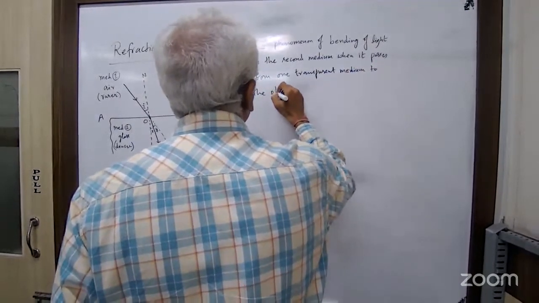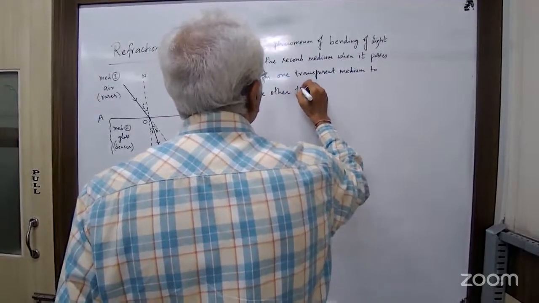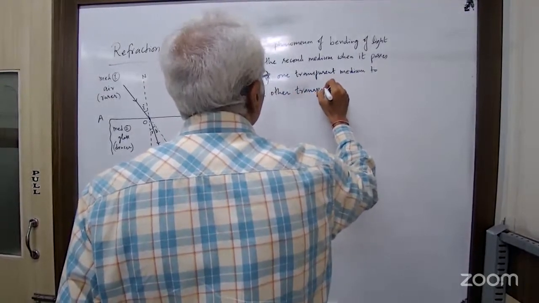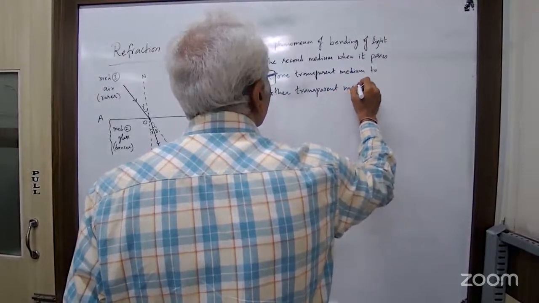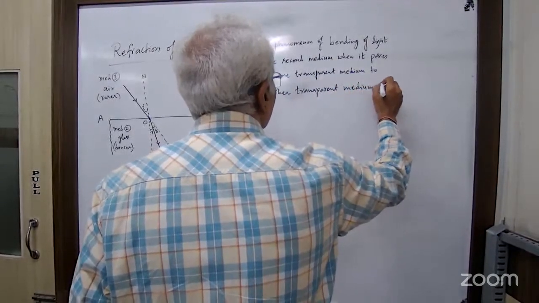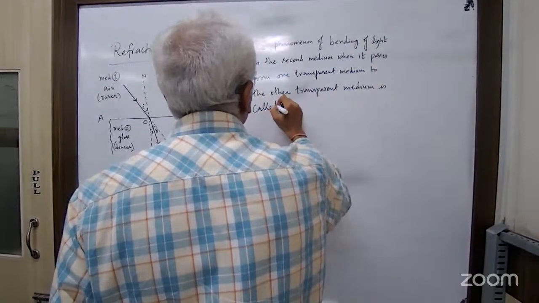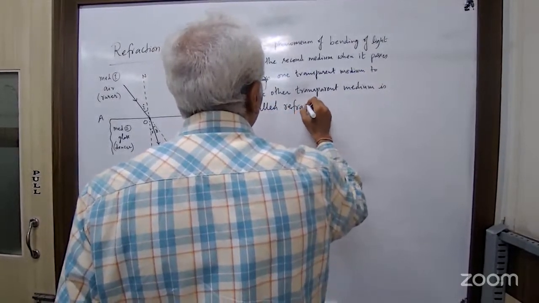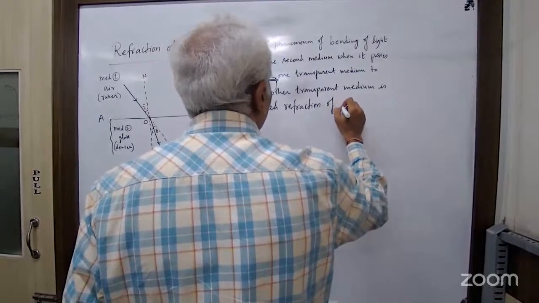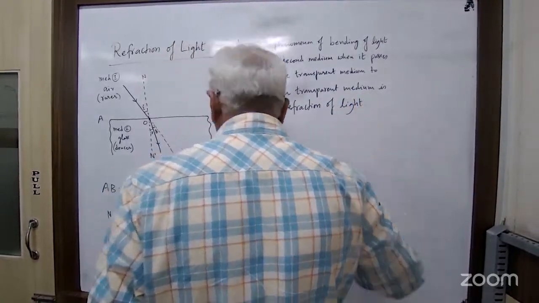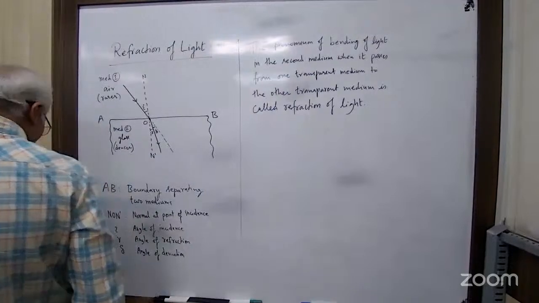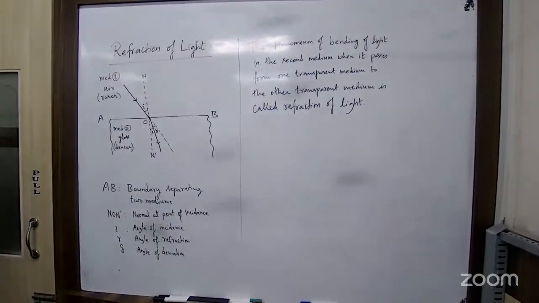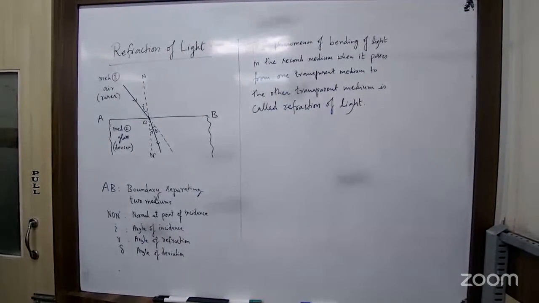The other transparent medium is called refraction of light. Okay, so this bending itself is called refraction of light. Now, what's the reason for it? Change in optical density. Yes. So what happens because of that?